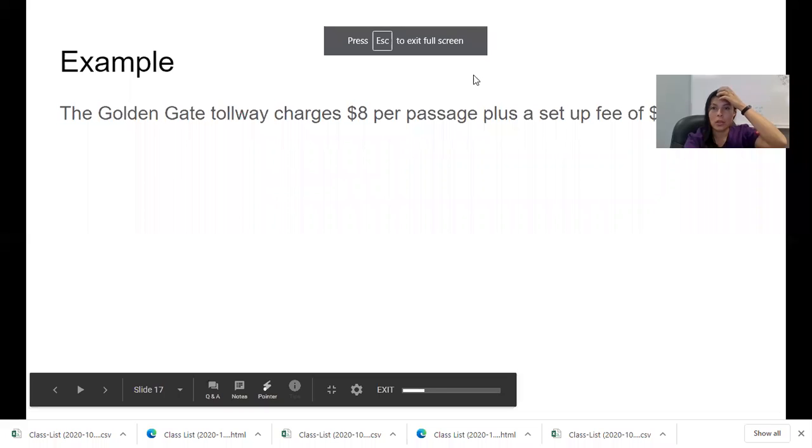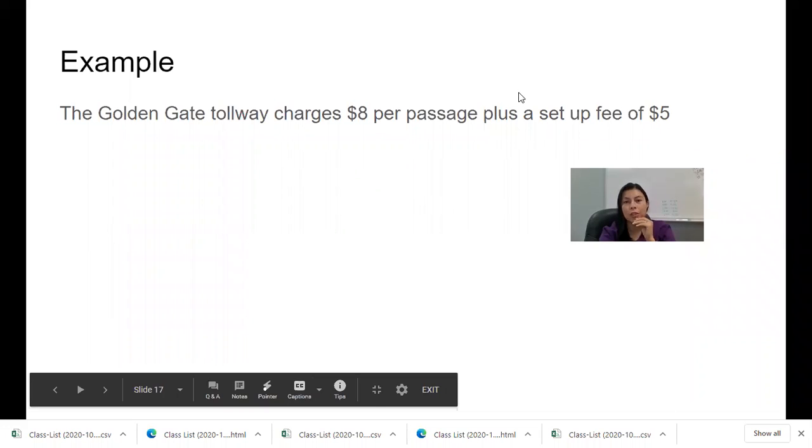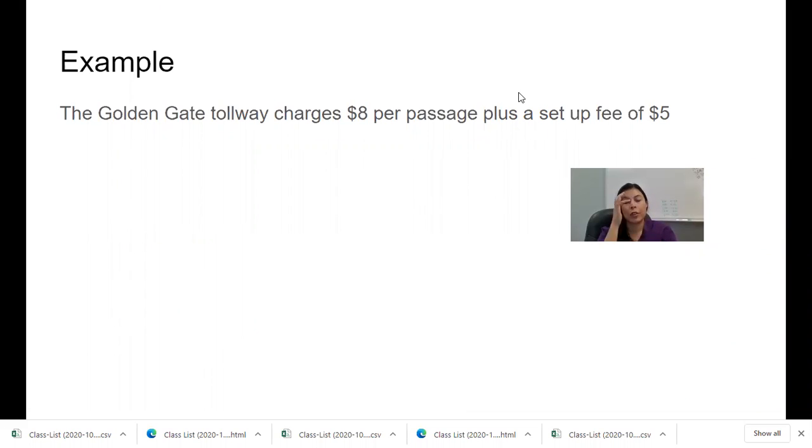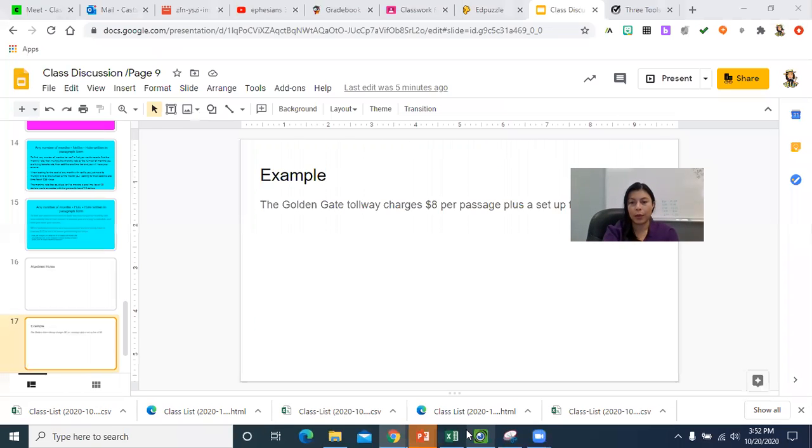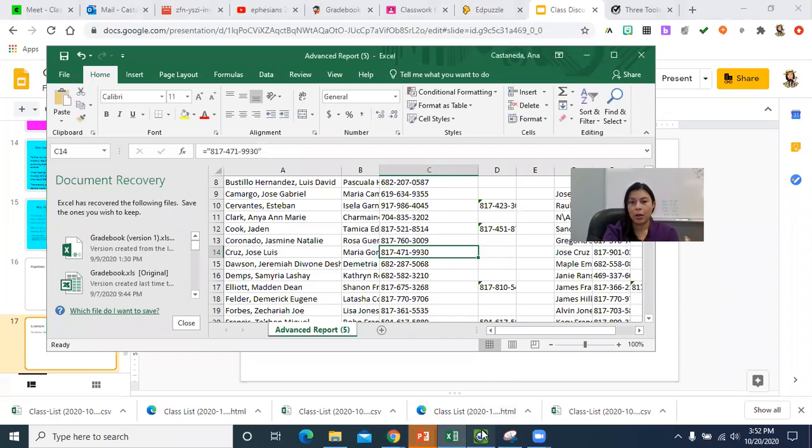All right, so the Golden Gate Tollway charges $8 per passage plus a $5 setup fee. So every time you pass the Golden Gate, they charge you $8. They said they would start charging after the 50-year anniversary, and they haven't stopped since. So we're going to write a rule for this. I know sometimes it can be helpful to make a table, and that's one of the things I asked you to do in the Go Formative, was to first make a table. So let's do that.